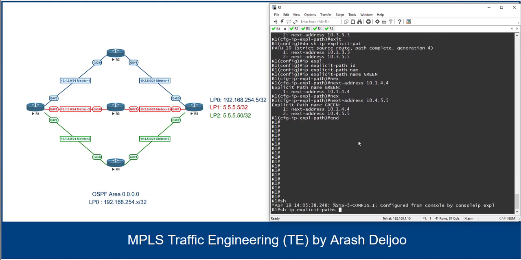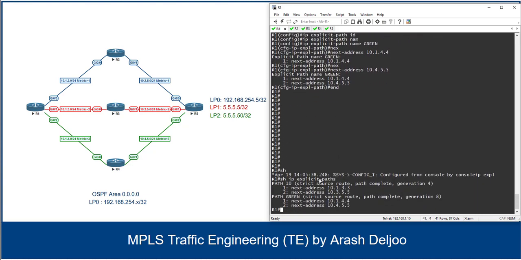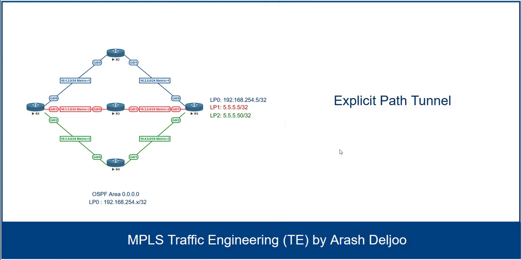Show IP explicit paths can show us we have two explicit paths. First is path 10, next address is router 3, then router 5. Second, path green, next address is router 4 and router 5. Until now, we configured these two paths. Now we need to use them in our MPLS traffic engineering tunnels.